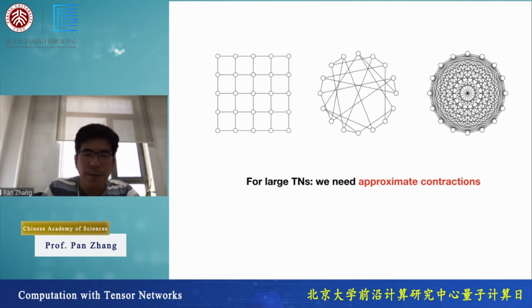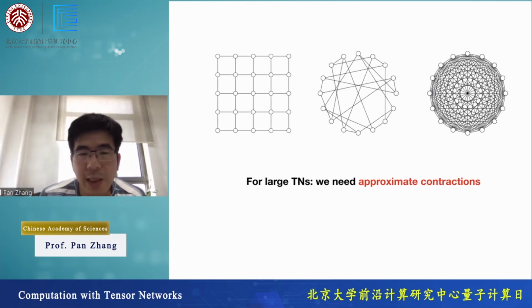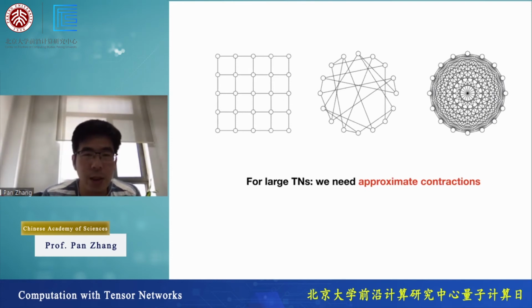Okay, so what I have introduced are exact algorithms, so the cost has to be exponential in solving general problems, especially with an arbitrary topology. If the graphs become a little bit larger, the computation resources for the exact contractions would increase exponentially. So if the system is large enough, we cannot use exact computations. We have to find some approximate contraction methods for arbitrary tensor networks.